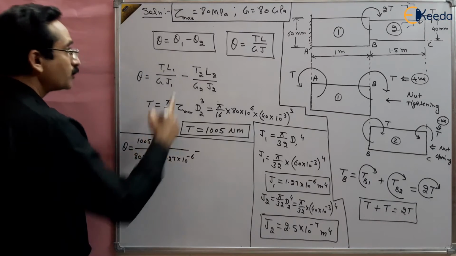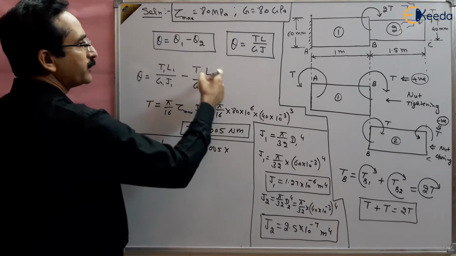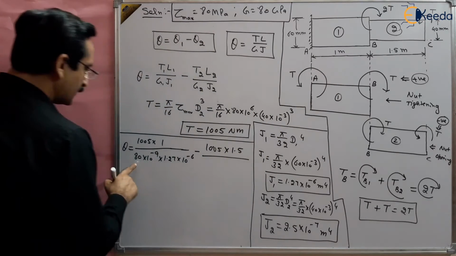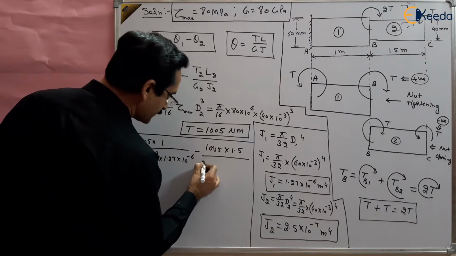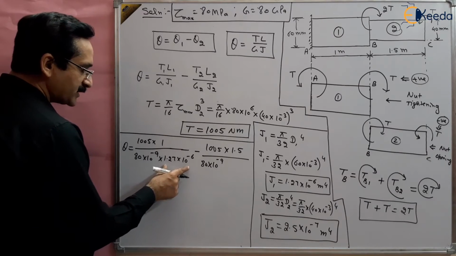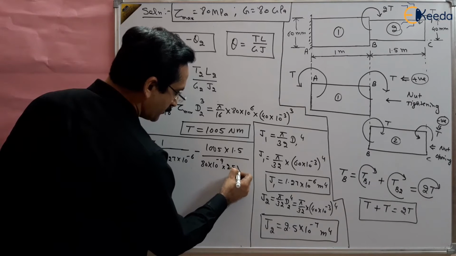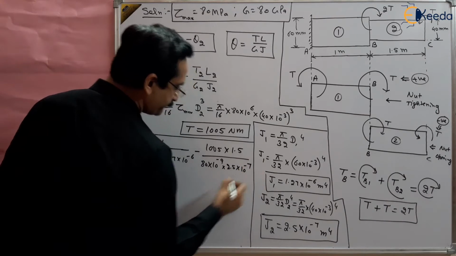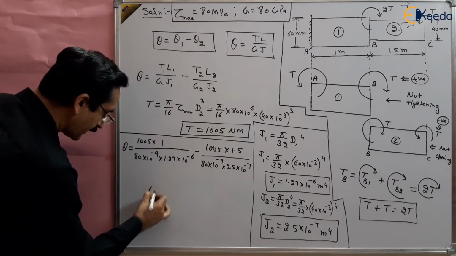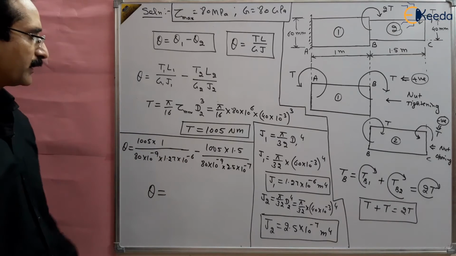minus T2. This is 1005 multiplied by L2. L2 is 1.5 meter divided by G. G is same for both the materials. Both are of same material. Minus 9 multiplied by J2. This is J2. That is 2.5 multiply 10 to the power minus 7. Solve it, you will get the value in radian. You can convert that into degrees and find out the value. Solve it and get the value in degrees.